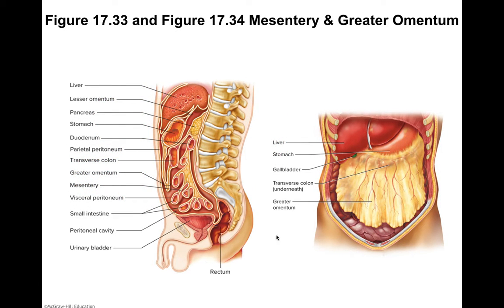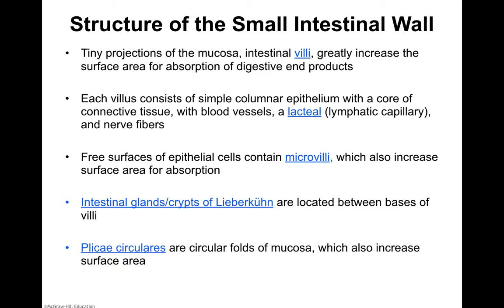Here we see the greater omentum covering the front. Tiny projections from the mucosa are called the intestinal villi. They are there to increase surface area so that we can get more absorption of digestive products. Each villus is made up of simple columnar epithelium with a core of connective tissue, blood vessels, a special lymphatic capillary called a lacteal, and nerve fibers. Those lacteals are important for absorbing fats from our diet.